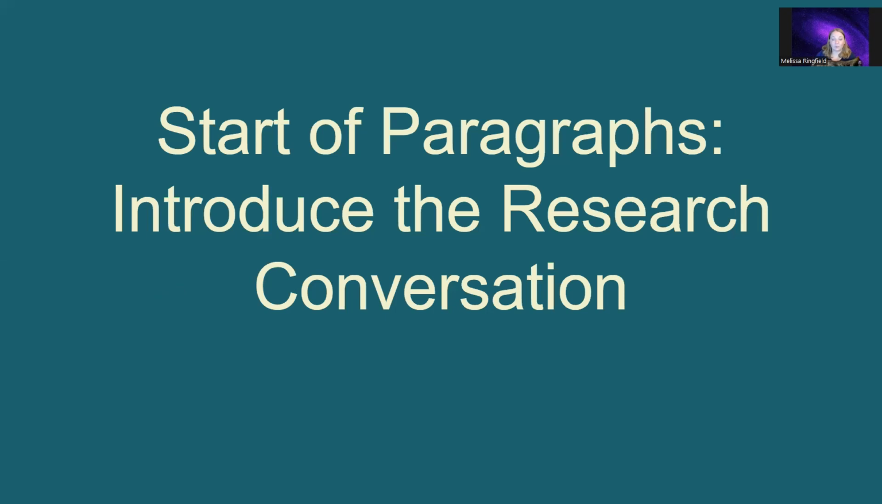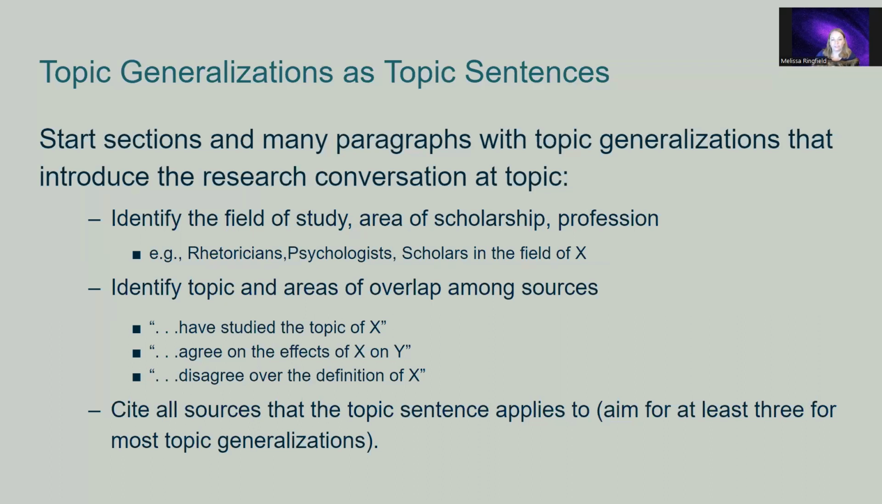The start of each section or paragraph should focus on introducing the research conversation broadly. You will introduce research conversations using topic generalizations with multi-source citations. To create a topic generalization, follow these steps. First, identify the field of study, area of scholarship, profession. For example, rhetoricians, psychologists, scholars in the field of X. Then, identify the topic and areas of overlap among your sources. Have studied the topic of X, or agree on the effects of X on Y. Finally, cite all the sources that the topic sentence applies to. Aim for at least 3 sources for most topic generalizations.